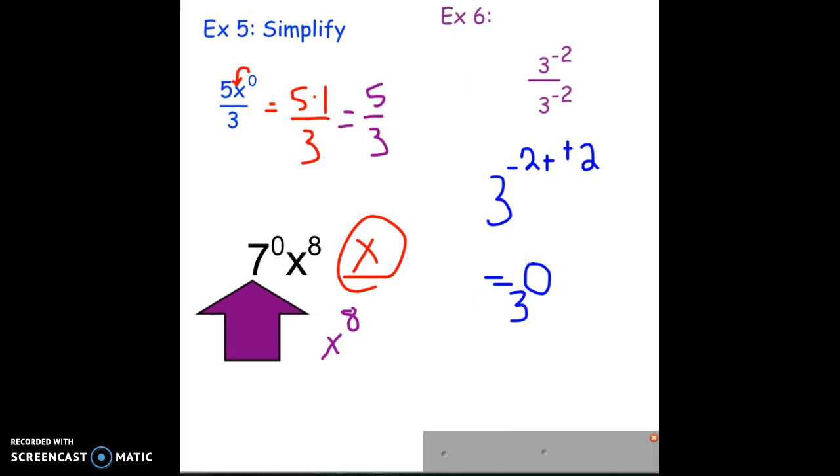We also talked about how when you have anything divided by itself, it's 1. So 5 divided by 5, 57,983 divided by 57,983, x divided by x, 3 to the negative second over 3 to the negative second. Anything divided by itself is still 1. So that's another way to try and wrap your head around why anything to the 0 power is 1.